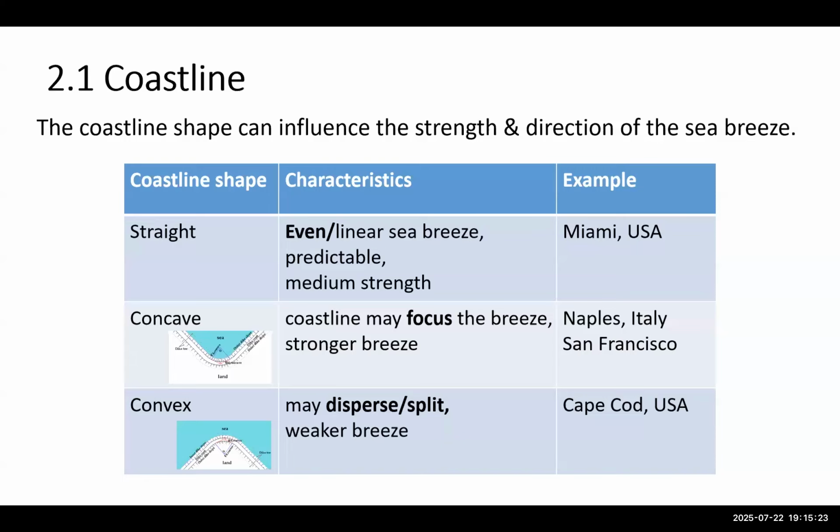You have another type of coastline, which is concave, this kind of shape here. The coastline here is going to focus the sea breeze toward the center, and usually it's a stronger sea breeze. And finally, we have the convex shape. In this case, the sea breeze tends to be dispersed or split. You have very different types of sea breeze on one side or the other, and usually it's a weaker breeze. This is typically what you have around some capes, for example, Cape Cod in the US.